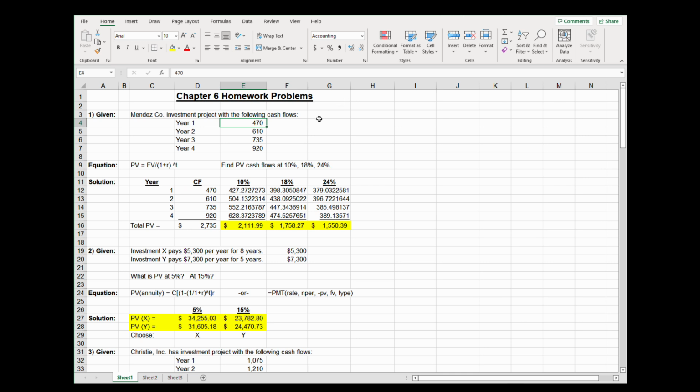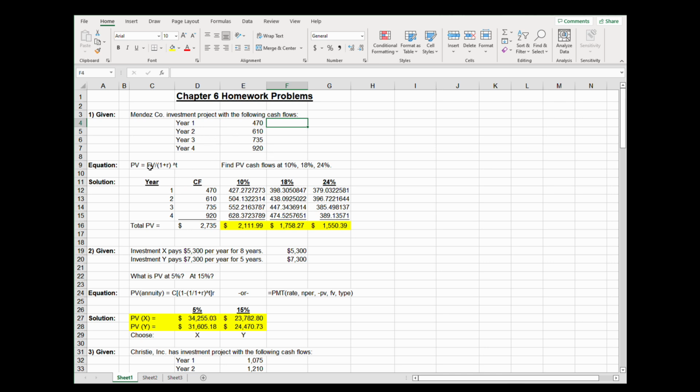So starting with problem number 1, Mendez Company investment project has the following cash flows: 470, 610, 735, and in year 4, 920. Find the present value of these cash flows at a 10% discount rate, 18%, and 24%. Question number 1, do we have an annuity? No, these cash flows are all different. So we must go back to Chapter 5 and do each cash flow separately. We cannot use Chapter 6 formulas.